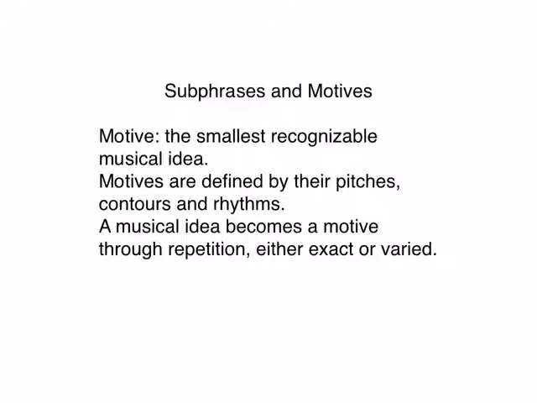Let's go on to talk about motives. A motive is the smallest recognizable musical idea, and motives are defined by their pitches, their contours, and their rhythms. A musical idea becomes a motive through repetition, either exact or varied. Let's take this melody, Till There Was You, and we'll illustrate what we mean by that.